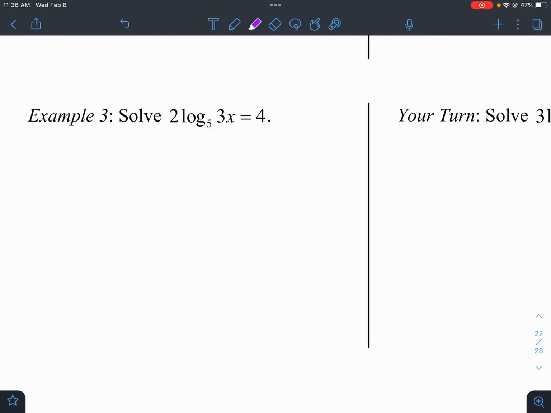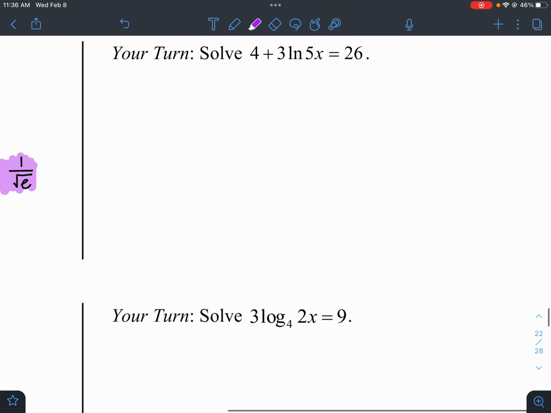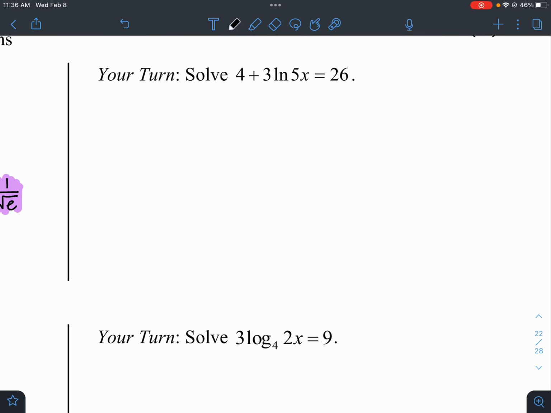All right, so for this one, same basic concept. Here is where my x is, so I need to divide both sides by 2. So I get log base 5 of 3x is equal to 2. And now I have to do 5 to the log base 5 power. Those cancel, and I'm left with 3x equals 5 squared, which is 25. And then I'm going to divide both sides by 3. So x is 25 over 3. All right, so take a moment, try those two your turns, and then come back and double check them.